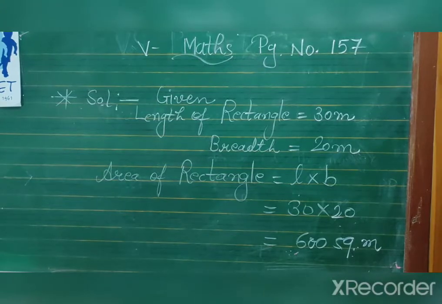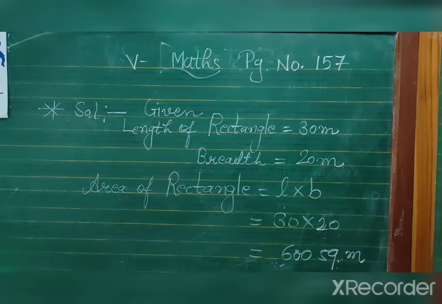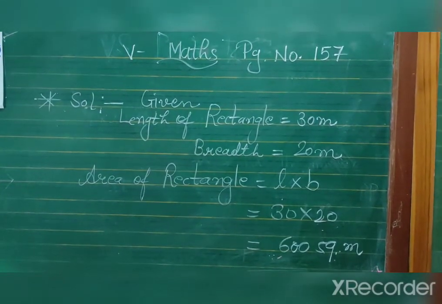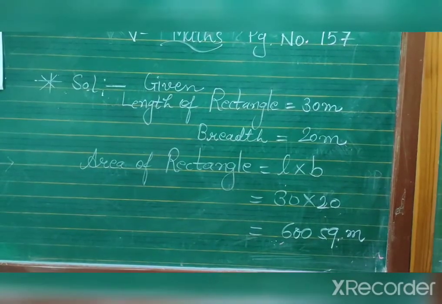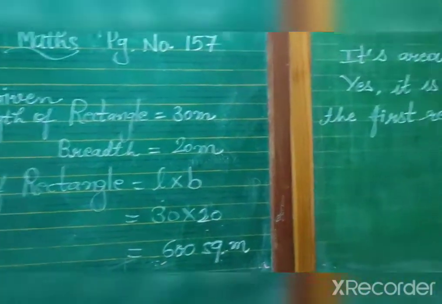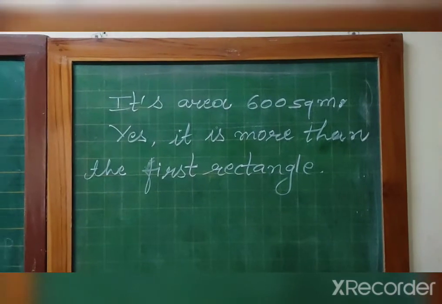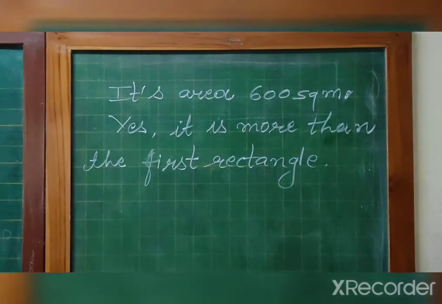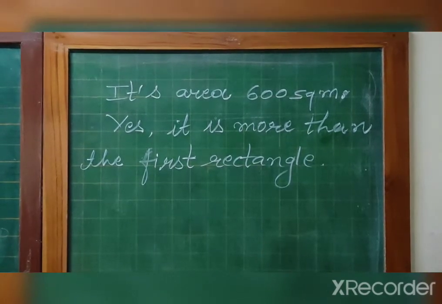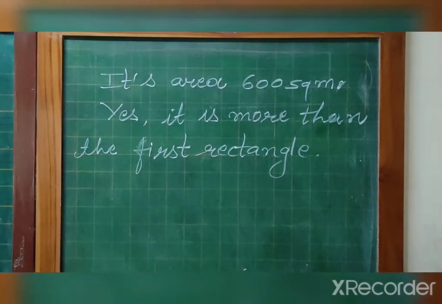Okay. After that, you will write: given length of rectangle is equal to 30 meter, breadth is equal to 20 meter. Area of rectangle is equal to length into breadth, 30 into 20, that means 600 square meter. So it is more than the 400 square meter. So we will write here its area, 600 square meter. Yes, it is more than the first rectangle. Now more possibilities will be there, so we will write the length and breadth.